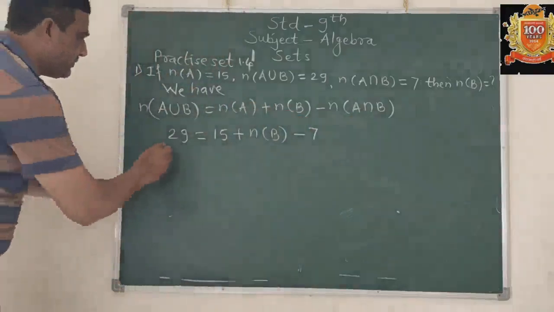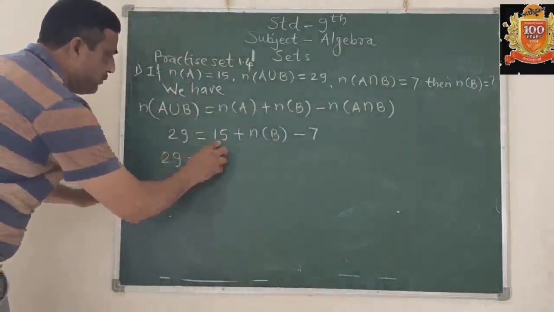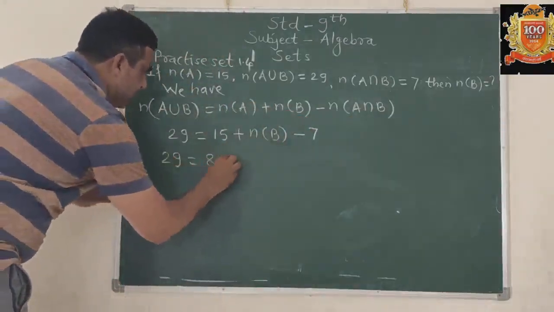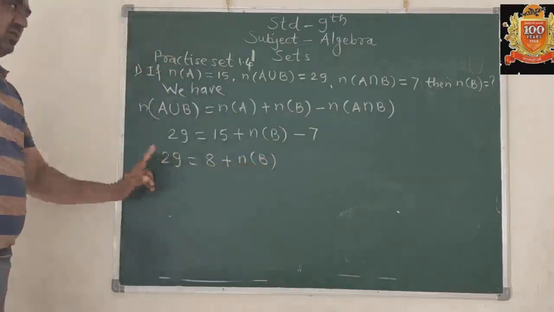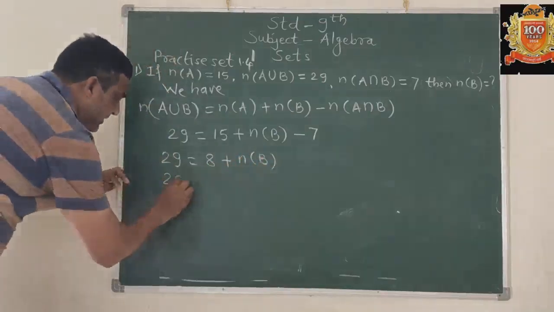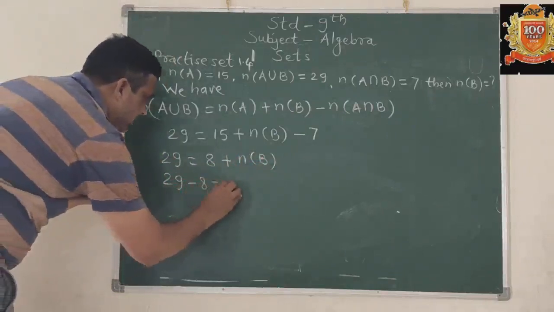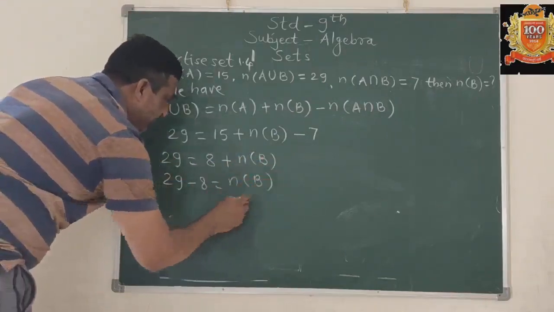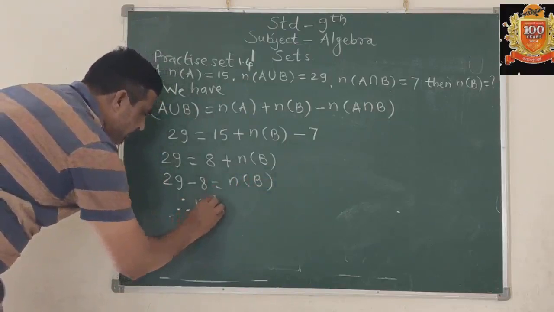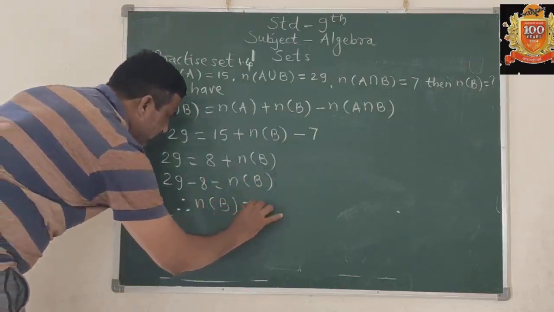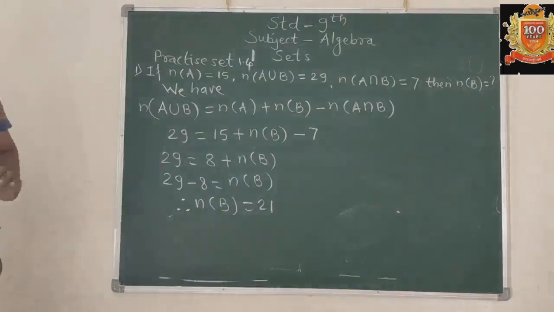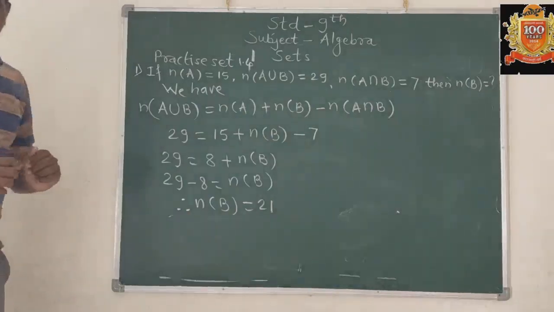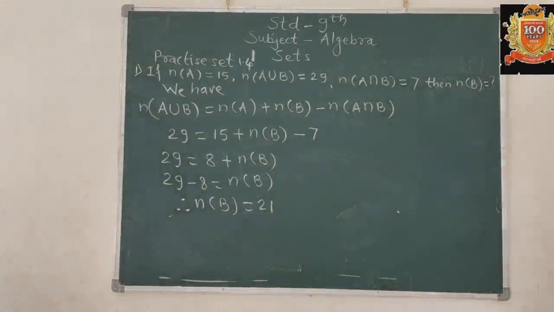So here 29 equals 15 minus 7, 8, plus number of elements in B. Transfer this 8 on this side. 29 minus 8 is equal to number of elements in B. Therefore, number of elements in B is equal to 20. Okay. So, first question is solved. Now, let's study second question.